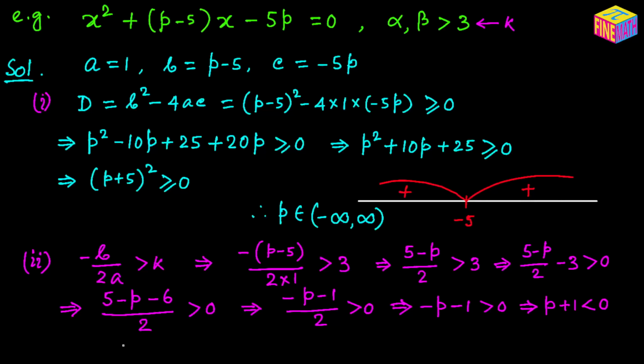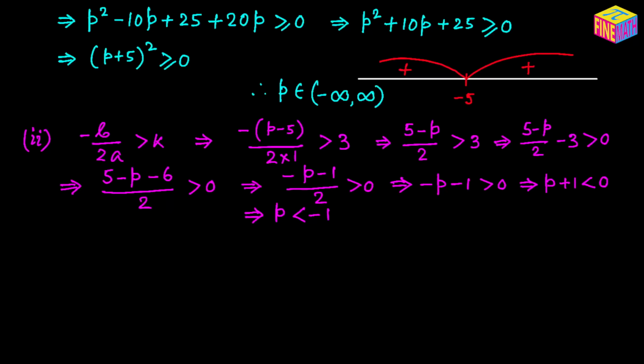Now from here we can say p must be less than negative 1. And using interval notation, how can we denote it? If p must be less than negative 1, then p would belong to the set from negative infinity up to negative 1, both excluded. Of course, infinity can never be included, and negative 1 also must be excluded because it is strictly less than negative 1.